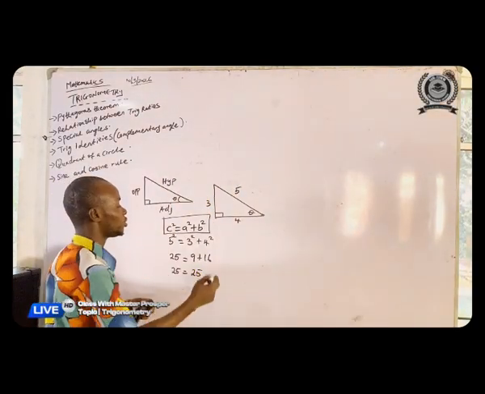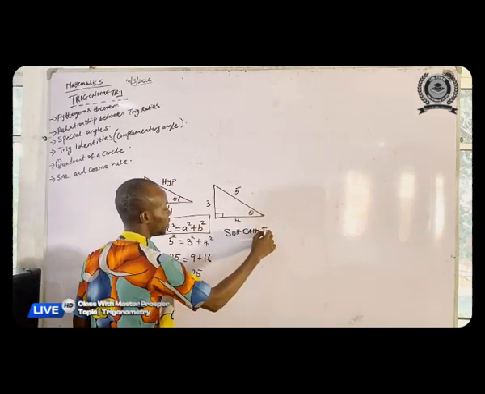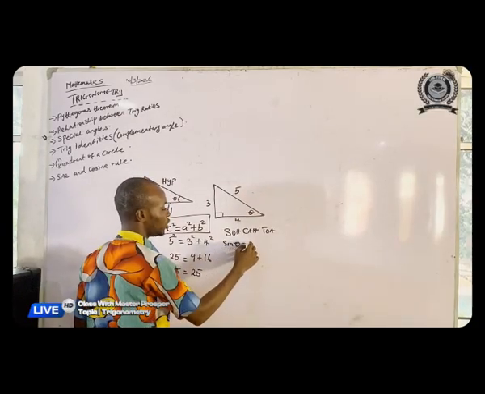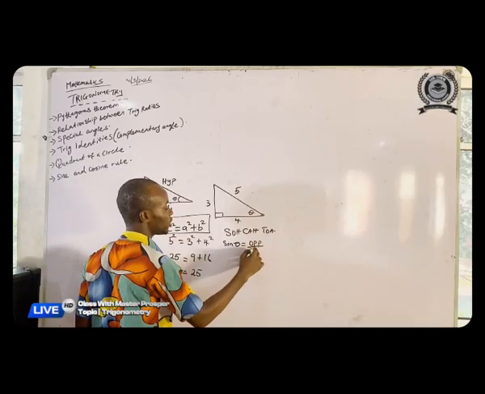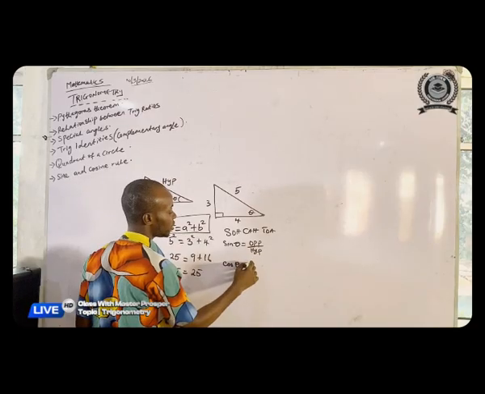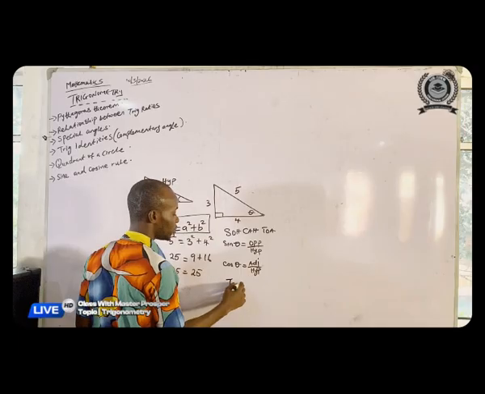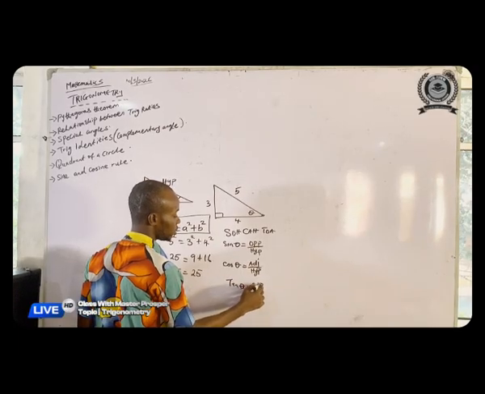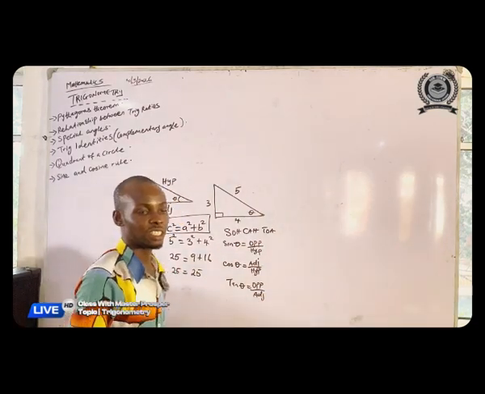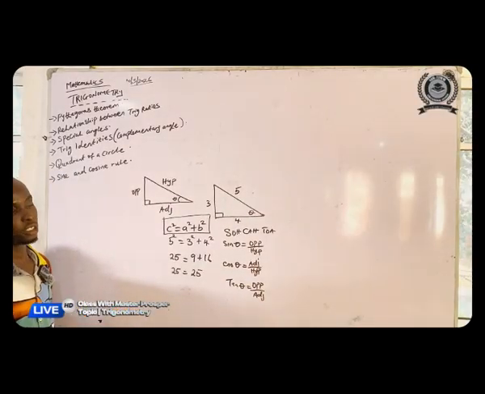That's when he introduced what we call the trigonometric ratios, whereby we have that sine theta is equal to opposite over hypotenuse. We have that cos theta is equal to adjacent all over hypotenuse. And we have our tan theta to be opposite over adjacent. These are the 3 initial variables the man Pythagoras introduced.